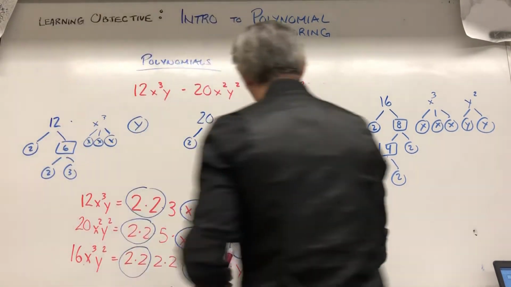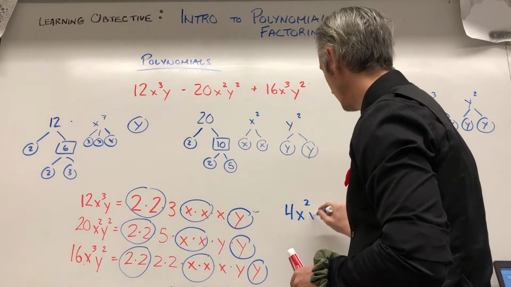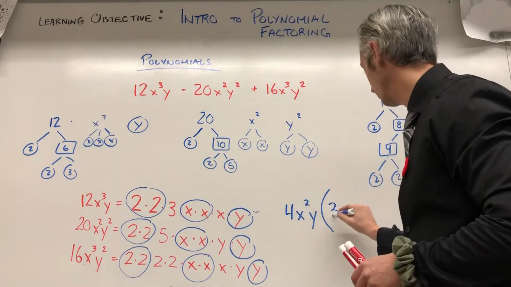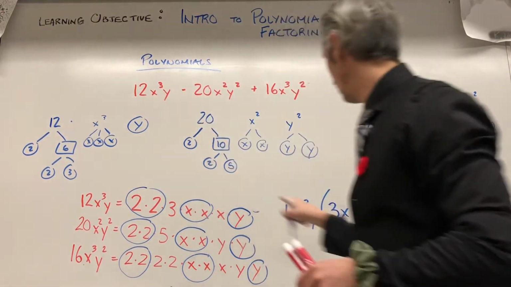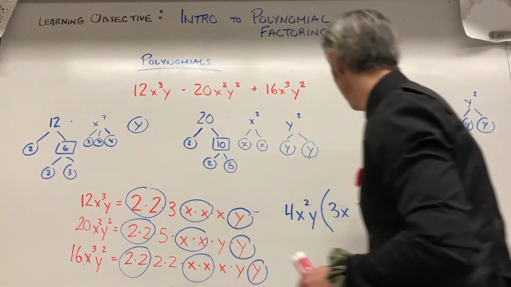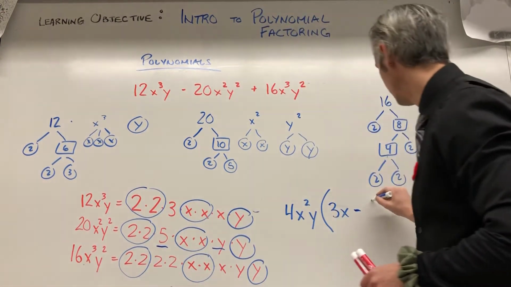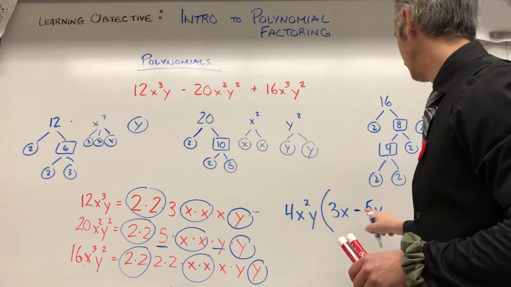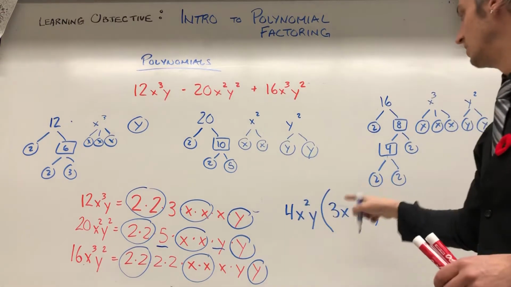So I can pull out 4x²y. And then I open my bracket. For this term, I'm going to have 3x left over. So 3x. 4 times 3 is 12. x squared times x is x cubed. y times nothing, or y times 1, is y. So it's 3x. Then I have a negative sign. And then I have left over a 5 and a y. So minus 5y. And then 4 times 5 is negative 20. x times 1 is x squared, so x squared. And then y times y is y squared. So this will be negative 20x²y².